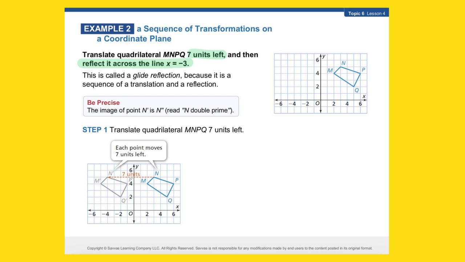Let me change into a pen. Take every one of the vertices, and you're going to count and move. So take N, count 7 to the left, and make N prime. M, move 7 to the left, M prime. Same with P and same with Q until you have your intermediary figure.